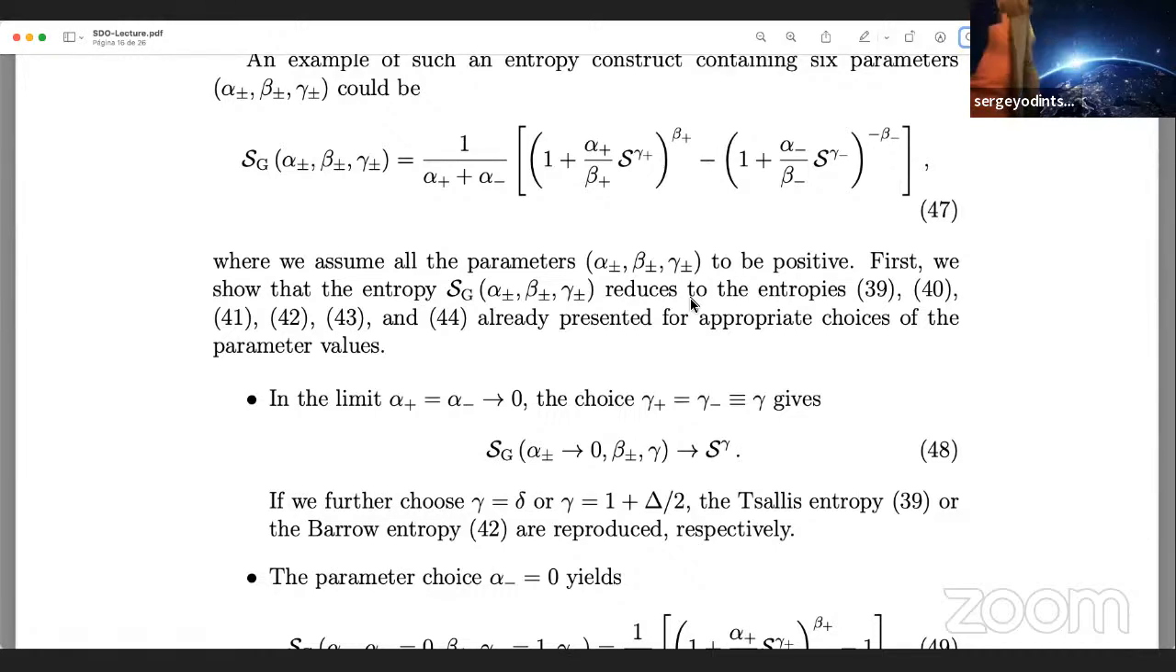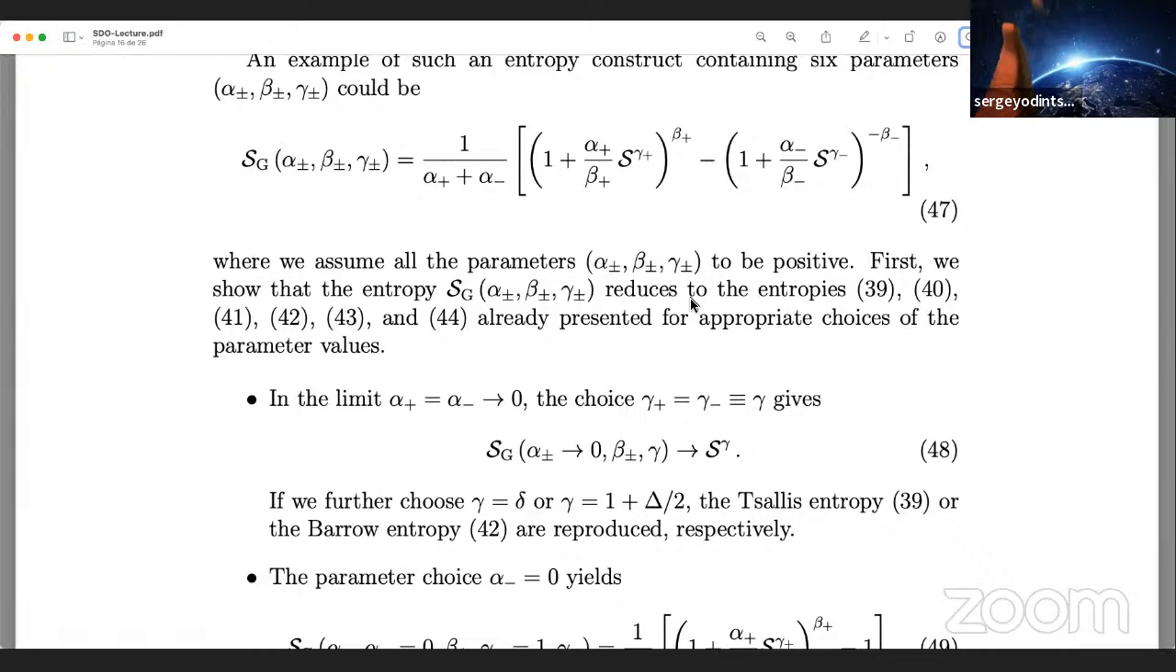And for example, if you go further, you can give several more generalizations, and you can solve the problem of the divergence of Bekenstein-Hawking entropy. So you can propose entropy which does not diverge at zero temperature. So you have a sort of correspondence between the parameters of the generalized entropy and the F(R) theories, for example.